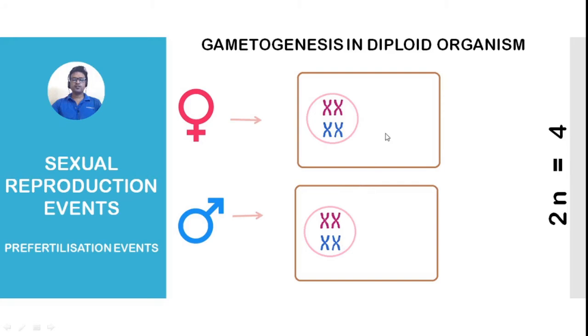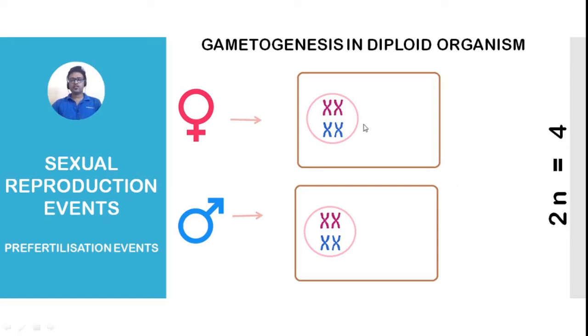Means these two cells will undergo cell division. And you see here this nucleus has 4 chromosomes and this nucleus also has 4 chromosomes. They occur in 2 pairs. So this is 2n equal to 4 condition. And we will not take any cell organelle here to understand it easily.